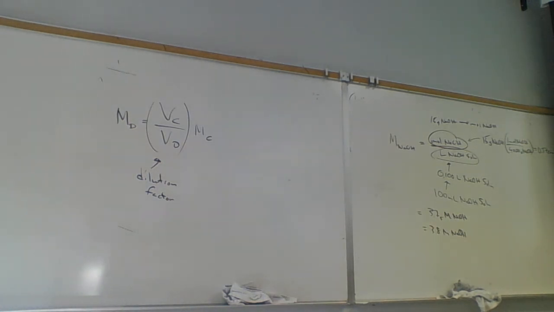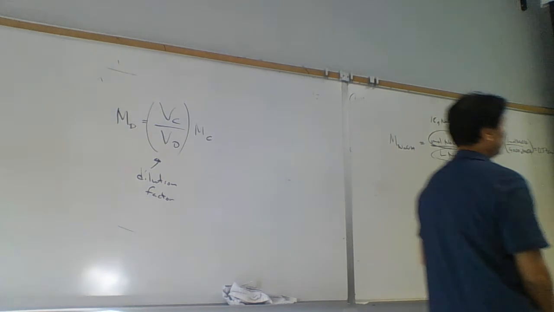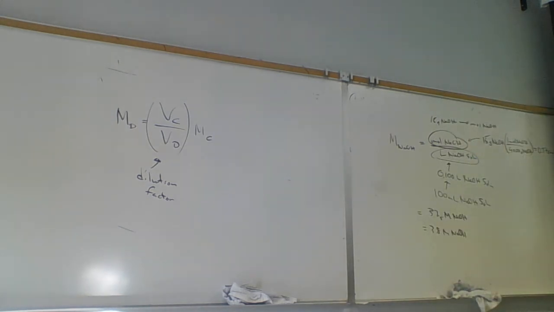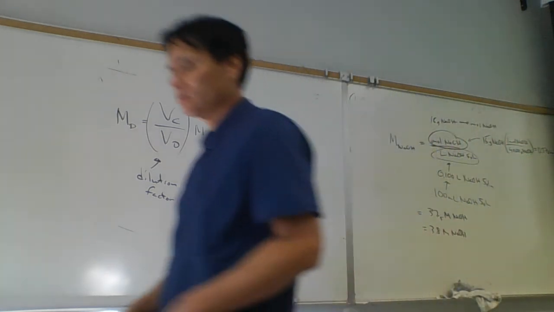Where does this equation come from? What are the units of molarity? Moles per liter. What's the unit of volume? Liter. So moles per liter times liter gives us moles. And so the moles at the beginning will equal the moles at the end. The number of moles don't change when we do solution dilution.